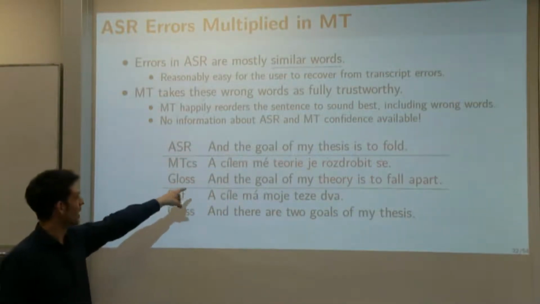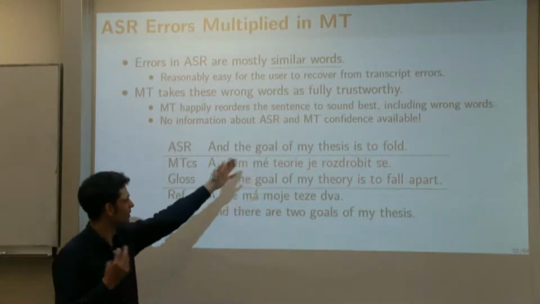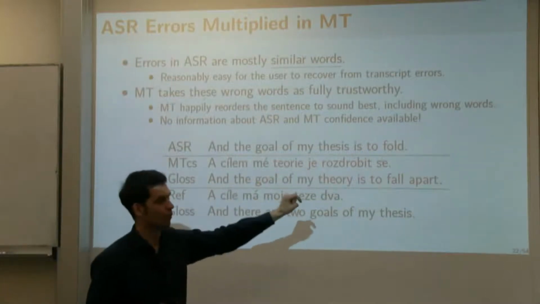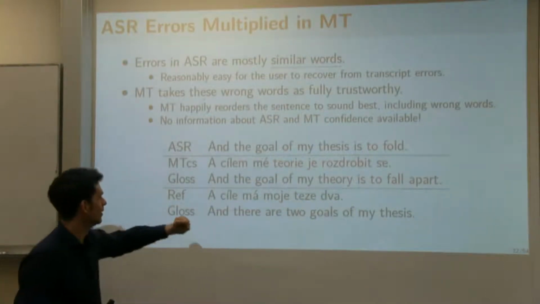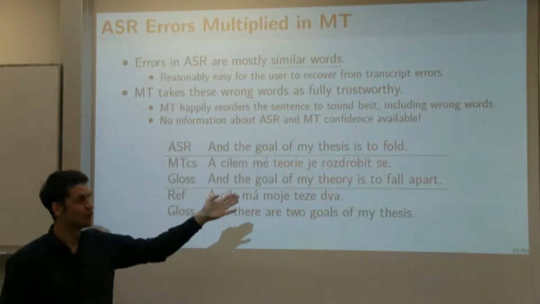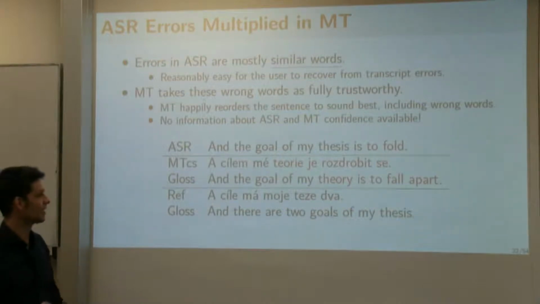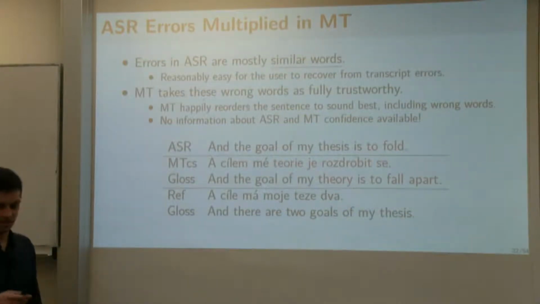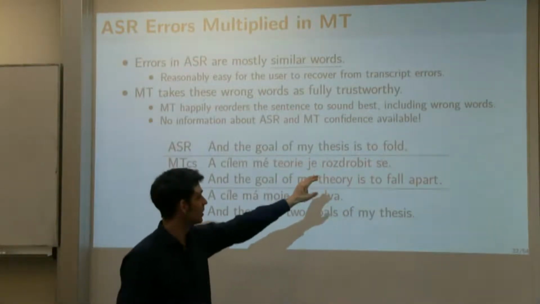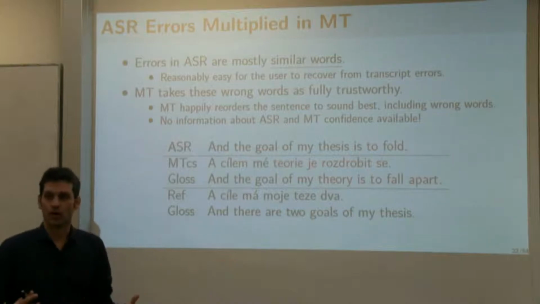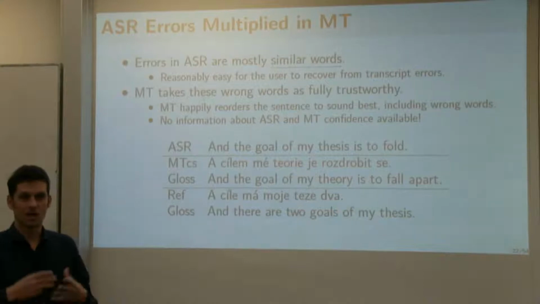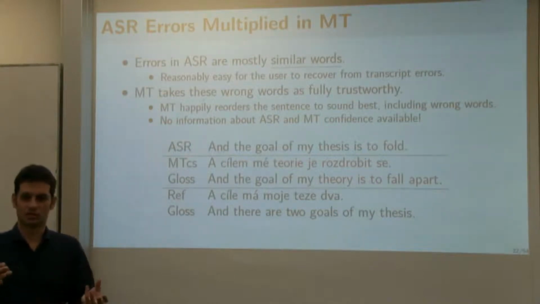something like, "and the goal of my theory," instead of thesis. So there was a mistranslation of the thesis and theory. And this twofold was translated as "to fall apart." So instead of the goal of my thesis to be twofold, the goal of my theory was to fall apart. That obviously doesn't make any sense. And we see that recovering from this twofold is much easier than recovering from this "to fall apart." The final user of the machine translation output has no other information to consider.